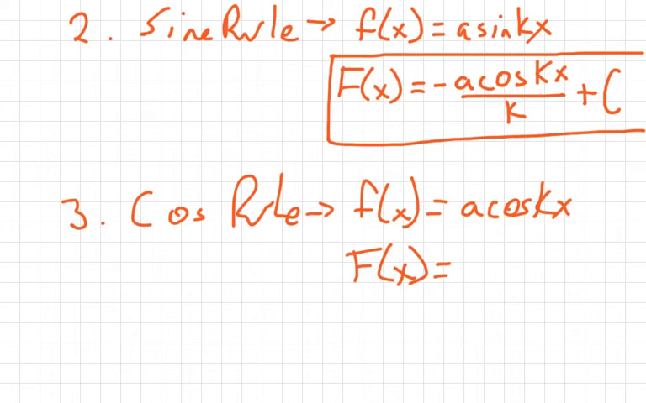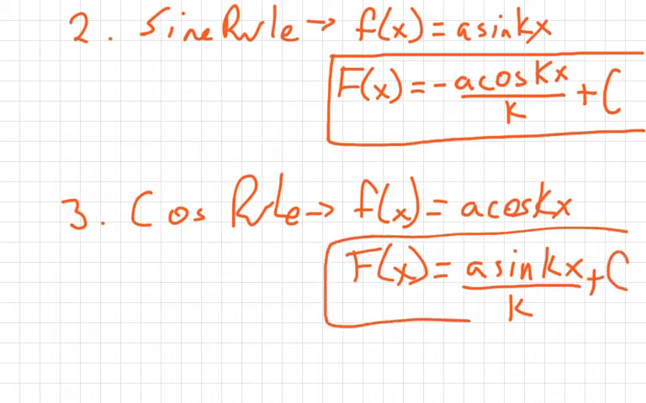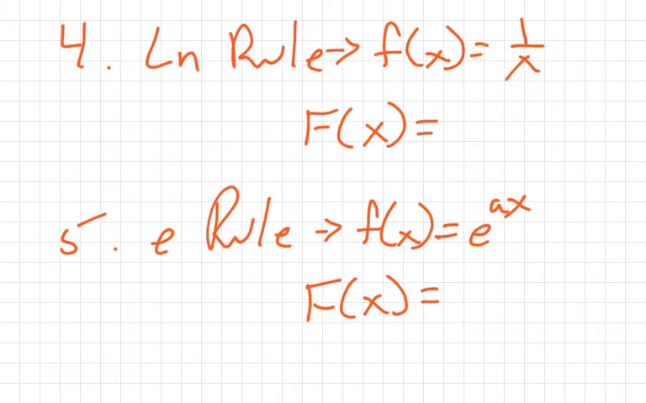Again, onto the cos rule, sort of the same idea, only this one here is going to be sine kx all over k plus a constant. And I'll think about it out loud, and I'll say to myself, okay, well, what's the derivative of a positive sine x? Well, it's cos x. So that makes sense that the antiderivative of cos x would be the original function of sine x, plus your constant, of course. So, moving on.